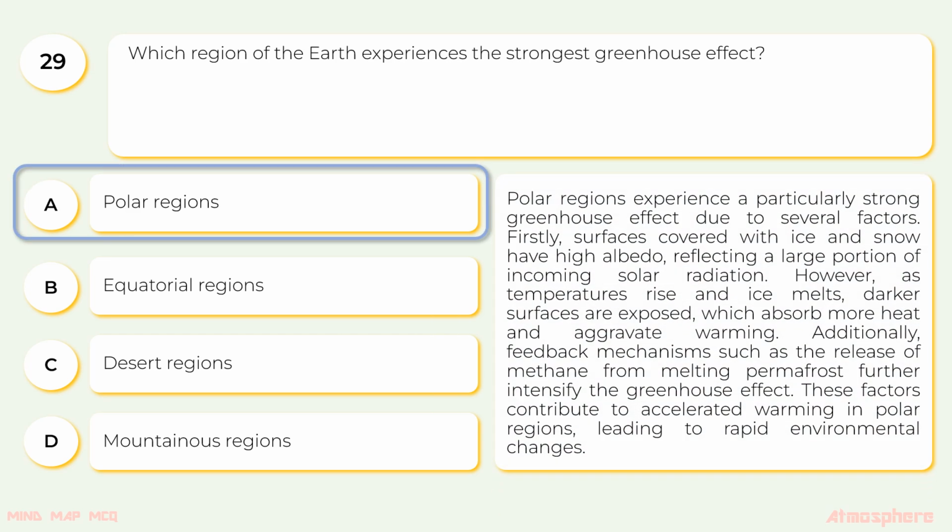Polar regions. The polar regions experience a particularly strong greenhouse effect due to several factors. Firstly, surfaces covered with ice and snow have high albedo, reflecting a large portion of incoming solar radiation. However, as temperatures rise and ice melts, darker surfaces are exposed, which absorb more heat and aggravate warming. Additionally, feedback mechanisms such as the release of methane from melting permafrost further intensify the greenhouse effect. These factors contribute to accelerated warming in polar regions, leading to rapid environmental changes.